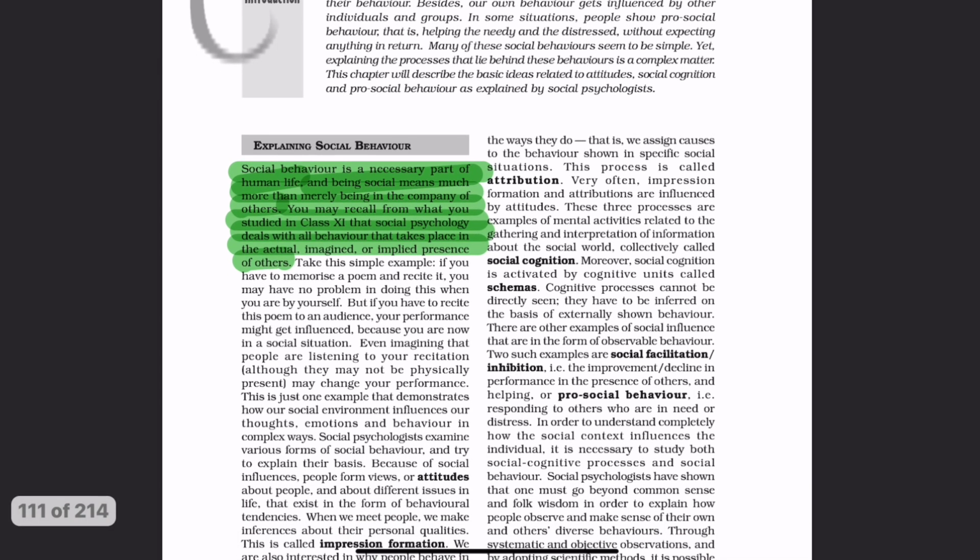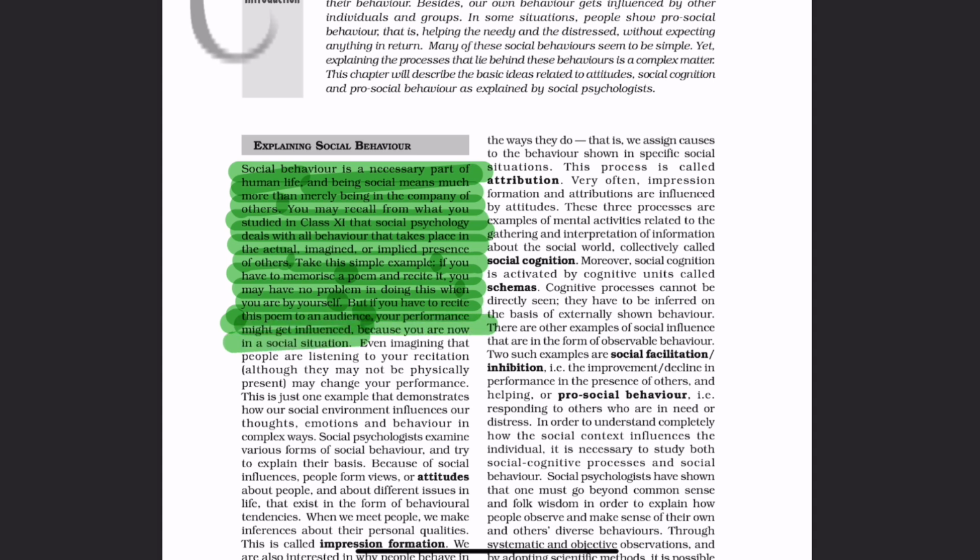So we are taking one example as given in your book. If you have to memorize a poem and recite it, you may have no problem doing this when you are by yourself. But if you have to recite this poem in front of an audience, your performance might get influenced because you are now in a social situation.